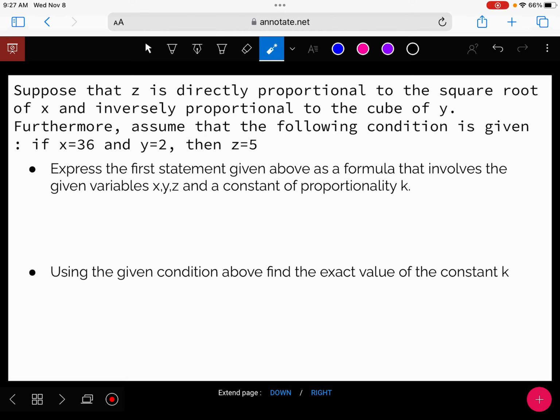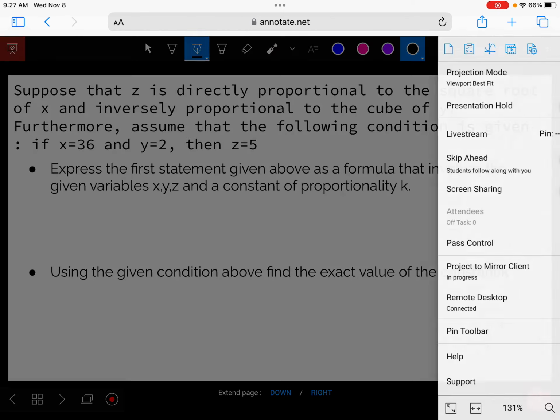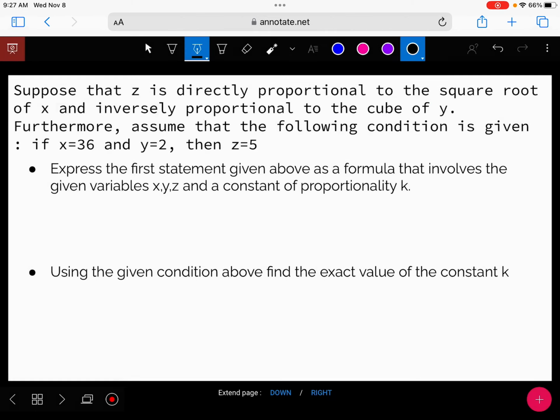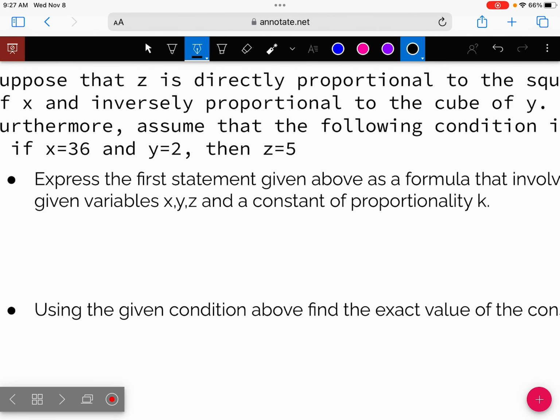Express the statement as a formula using the variables. So this is the way that it's worded slightly differently, but it means the same thing. So we've got that z is directly proportional to the square root of x and inversely proportional to the cube of y. So how are we going to write the statement that z is directly proportional to the square root of x? Walk me through it.